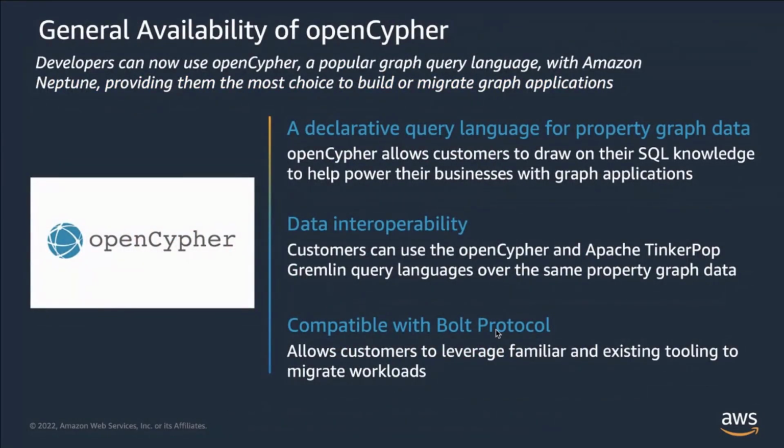Earlier this year, we introduced openCypher as a generally available query language for property graphs. openCypher is a declarative query language that is intuitive to understand, as it allows customers to draw on their SQL knowledge to get started with graphs. Our support for openCypher is interoperable with Gremlin so that you can use both query languages over the same graph dataset without the need to choose one or the other.